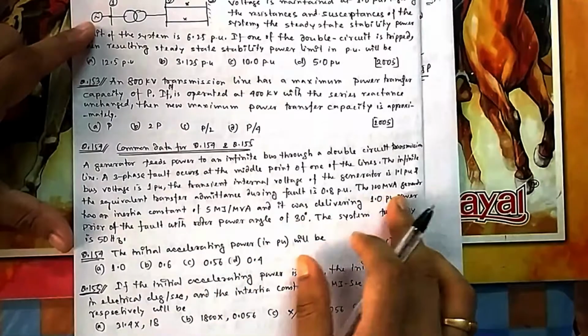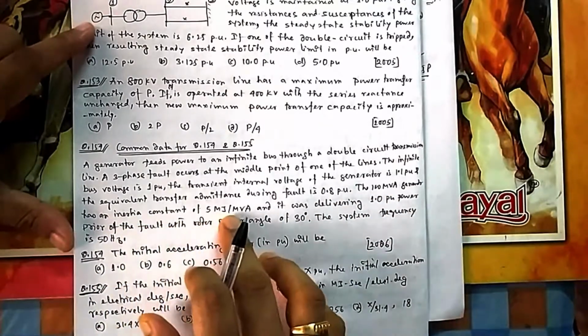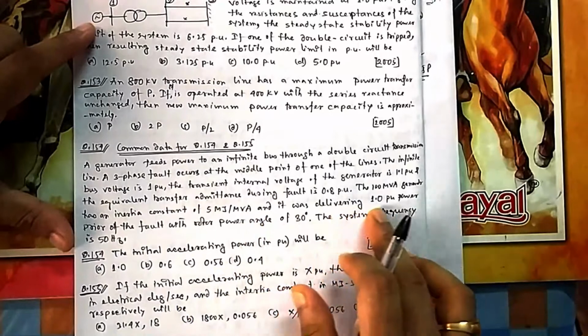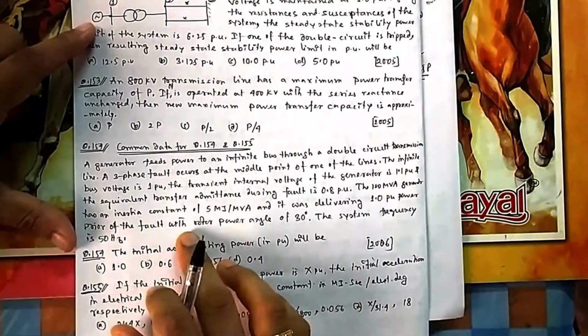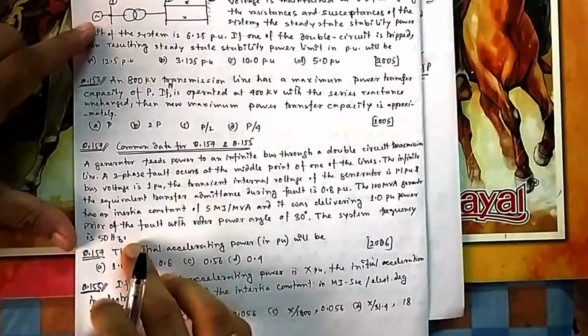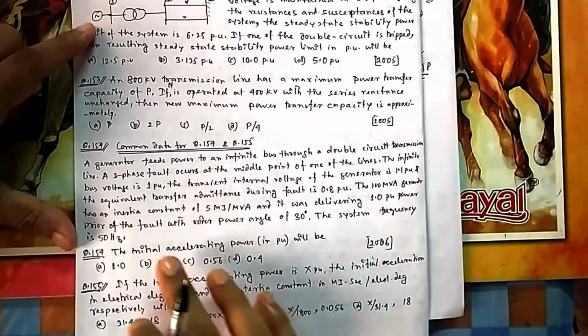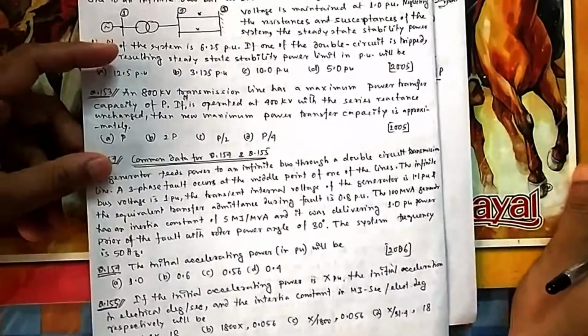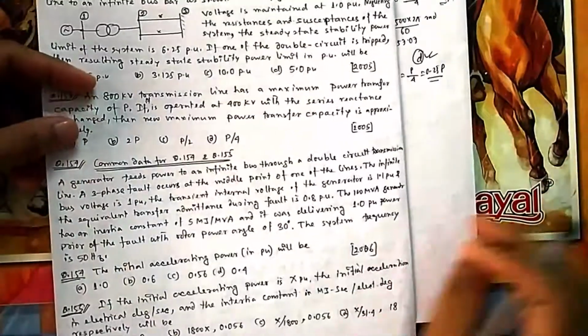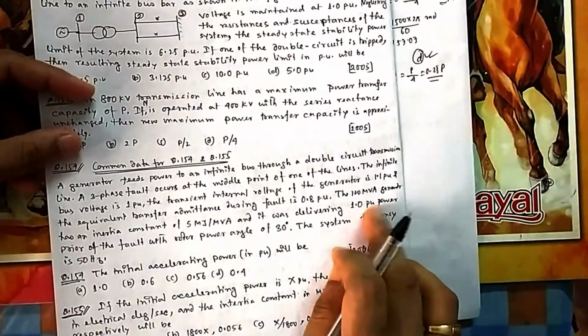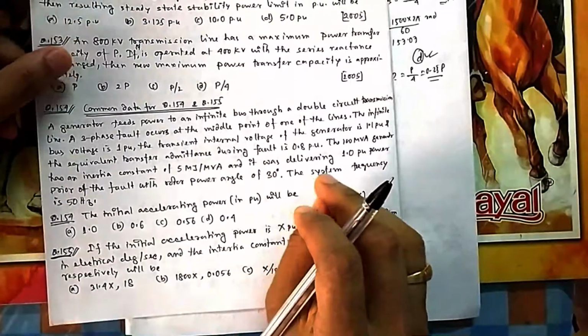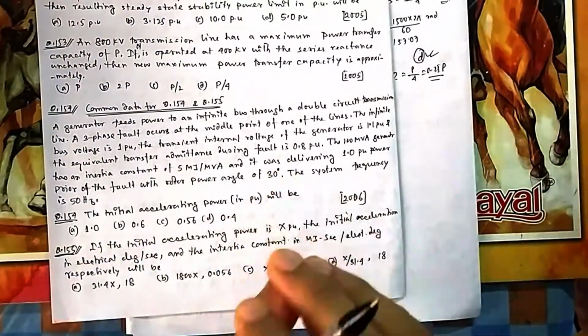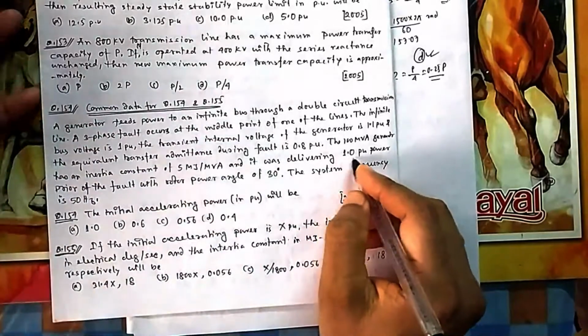The 100 MVA generator has inertia constant 5 megajoule per MVA, and it was delivering 1 per unit power prior to the fault with rotor angle 30 degree. The system frequency is 50 Hz. The initial accelerating power, so what is the initial accelerating power in per unit? So it was delivering at 1 per unit. So initially the mechanical power that is supplied to the generator is meant for this much per unit.